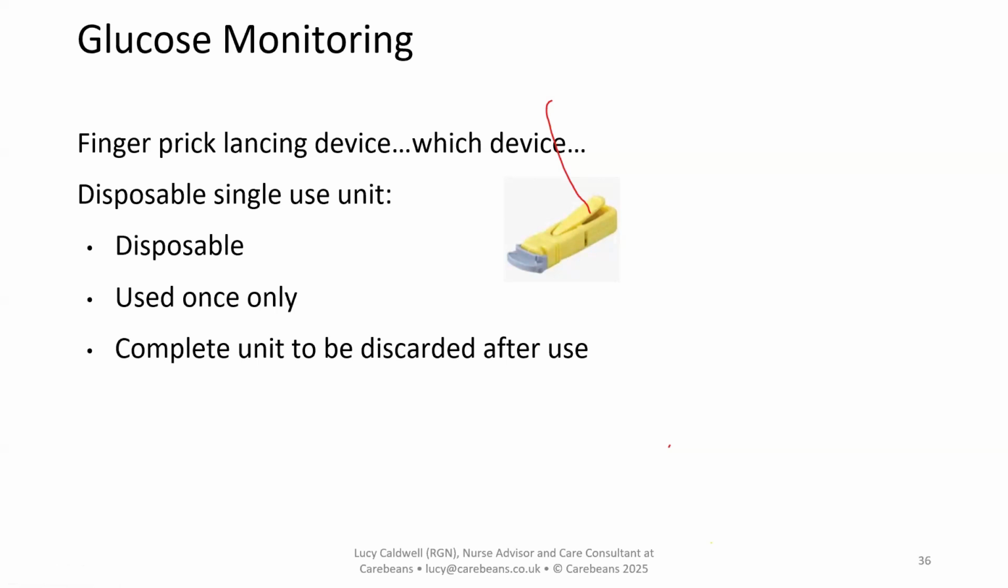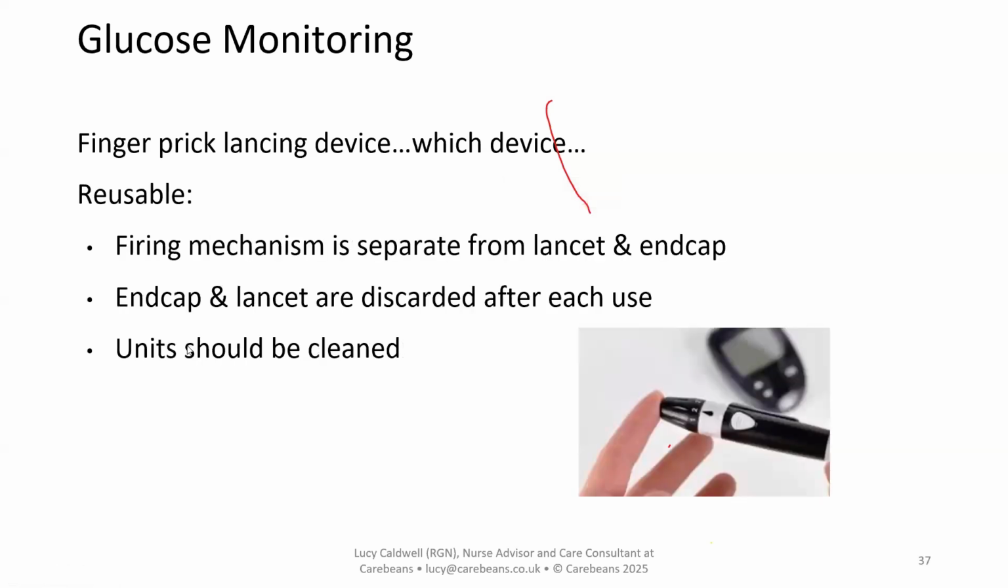And then there are other devices that we may also be aware of that have elements that are single use, but the unit itself is perhaps reusable. So this unit, for example, has a firing mechanism separate from the lancet, so the sharp and the cap that goes on top of it. So you would use this unit for pricking the finger. You would pop on a lancet with a cap on it, remove the cap, prick the finger using this device, discard that sharp, and clean that unit appropriately, using a mild detergent and disinfectant according to the manufacturer's guidelines.